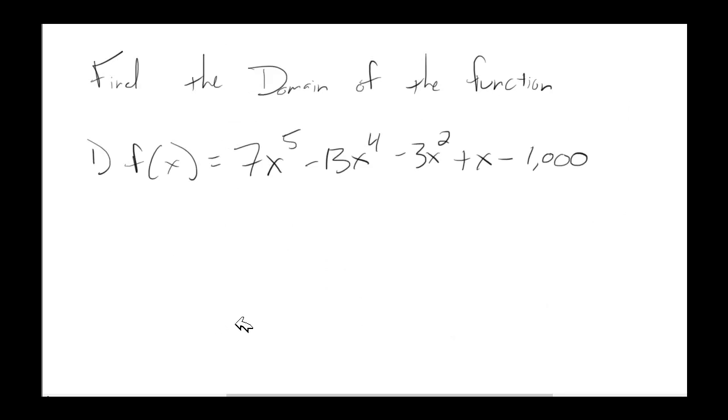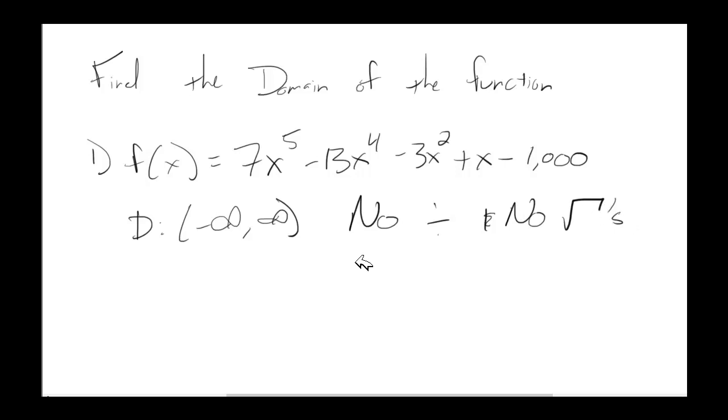Okay, here's our first example. Find the domain of the function. Here I'm using the function notation f of x. Remember, it doesn't mean multiplication, it means you have a function with respect to x, equals 7x to the fifth minus 13x to the fourth minus 3x squared plus x minus 1,000. Remember, you just have to check for those two things. First, there's no division sign, so dividing by 0 is not going to happen. There's also no roots. This domain would be all real numbers. Everything goes here, because no division and no roots means no problems for now.